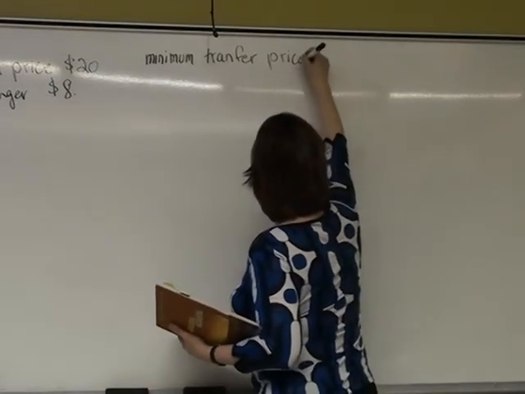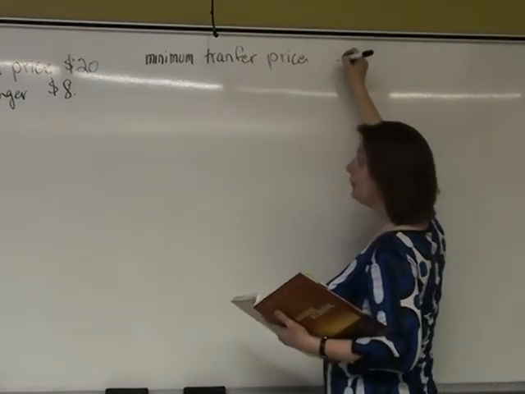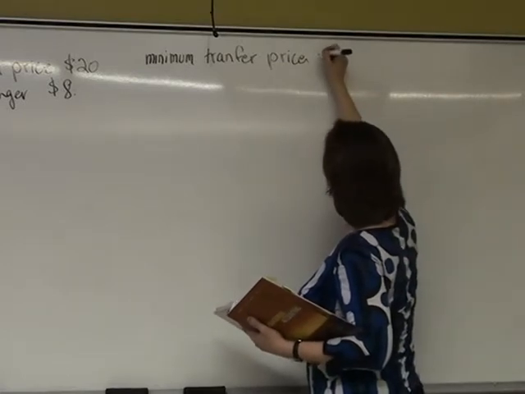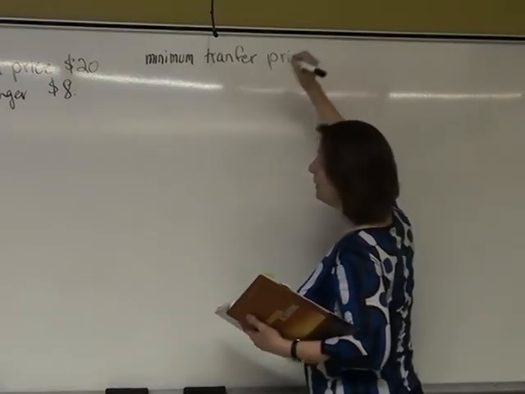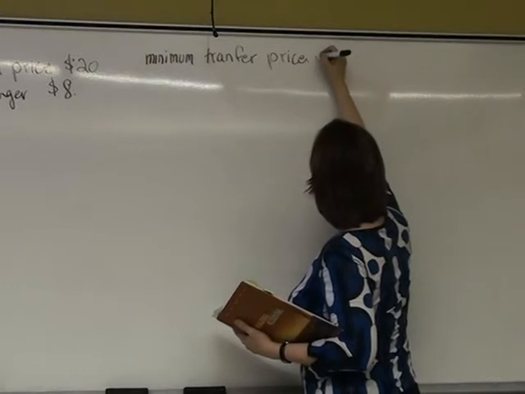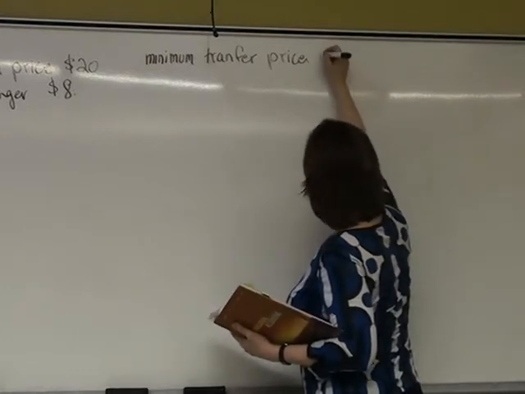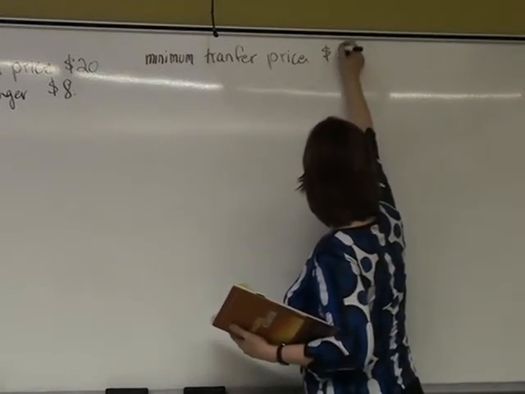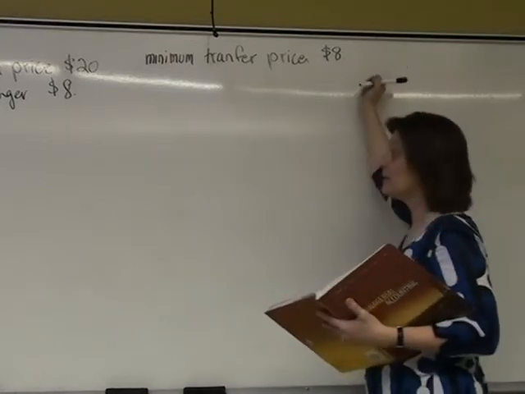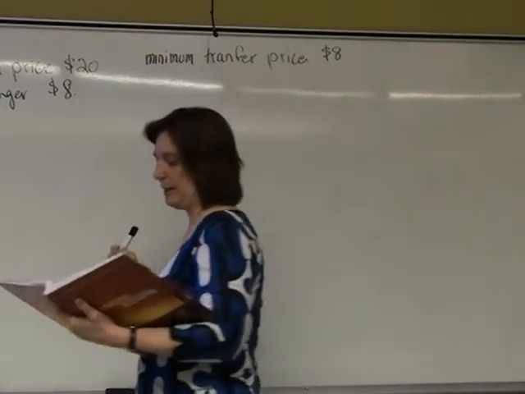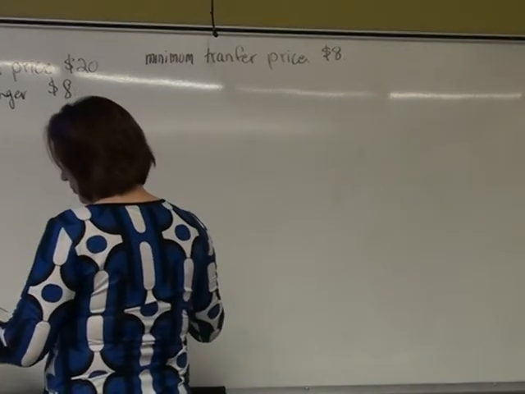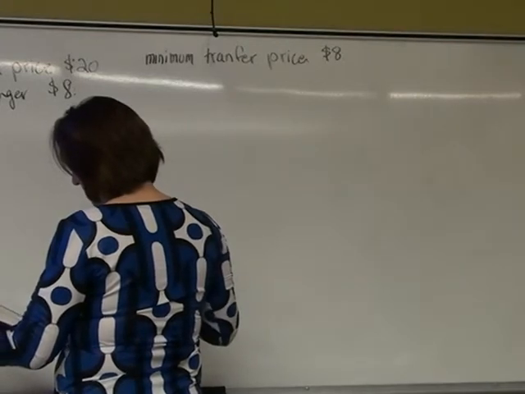And remember, the minimum transfer price in a perfect situation is never below the variable cost of the thing that's being transferred. So the minimum transfer price is $8. So now the question is, what's the maximum transfer price?